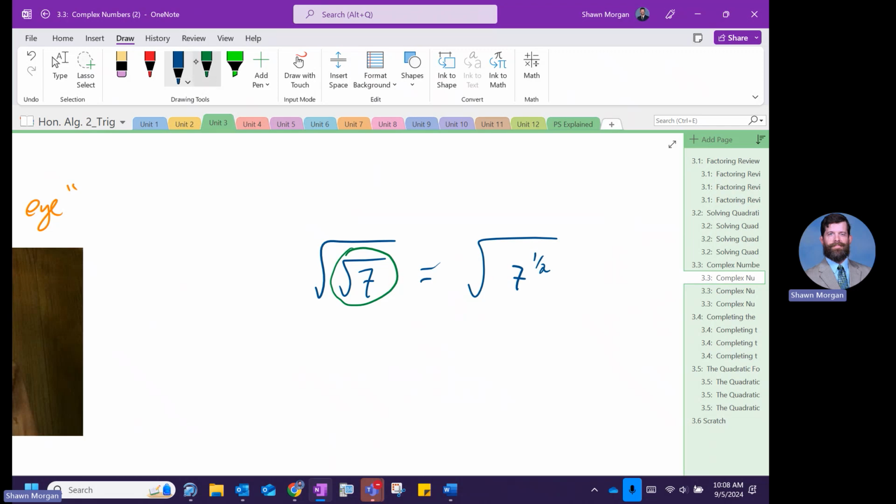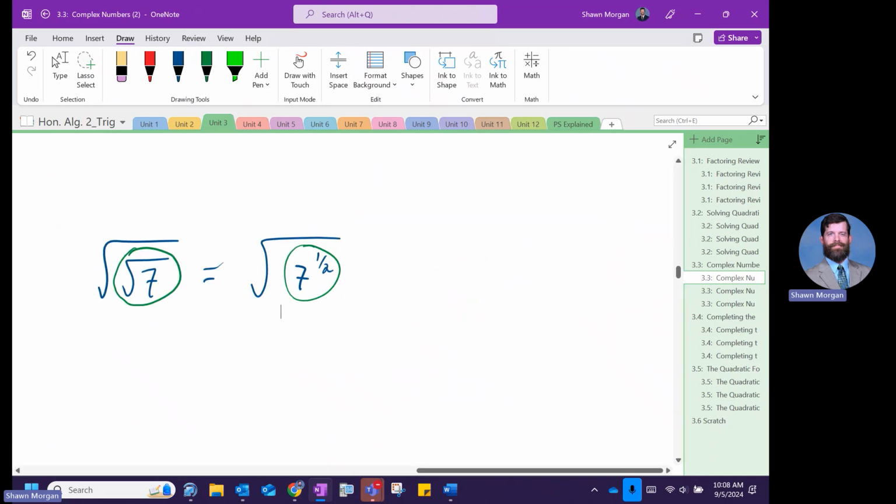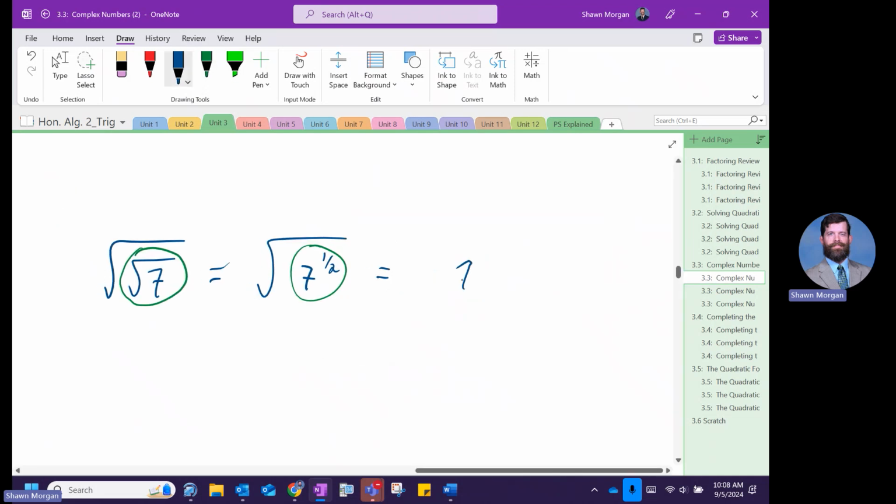So what's in green there is just a legit swap out. And then you would say, okay, well, I bet I could do that again. And I could say, well, that's 7 to the 1/2 to the first power under the square root. So we wind up saying, well, that's 7 to the 1/2 to the 1/2. And what's 7 to the 1/2 to the 1/2? 7 to the 1/4.